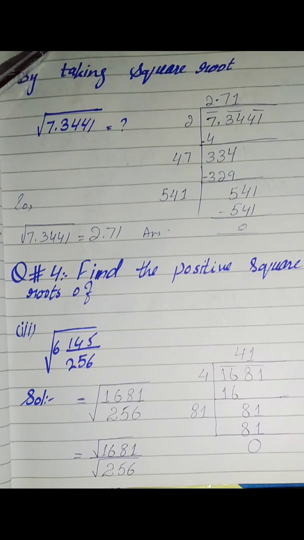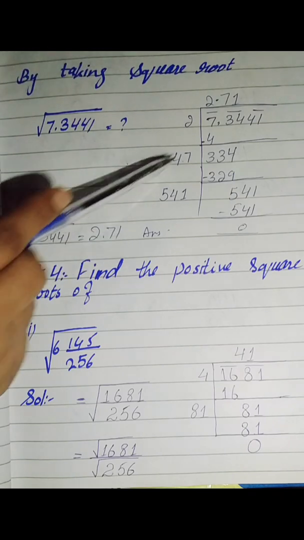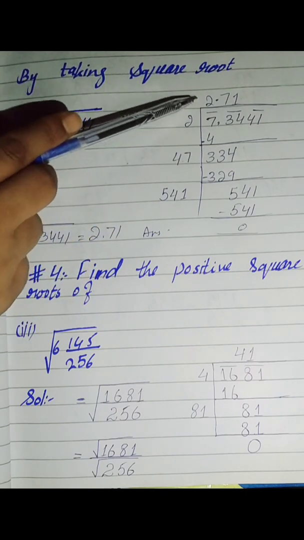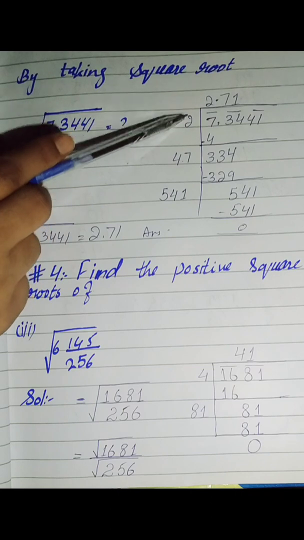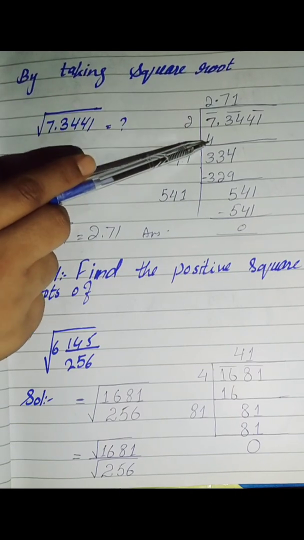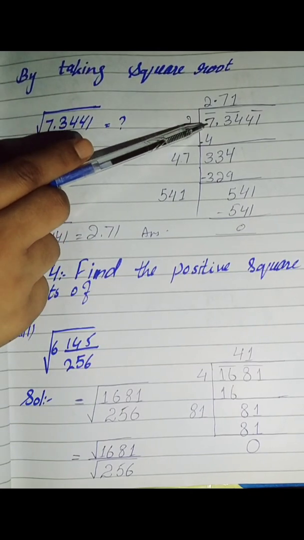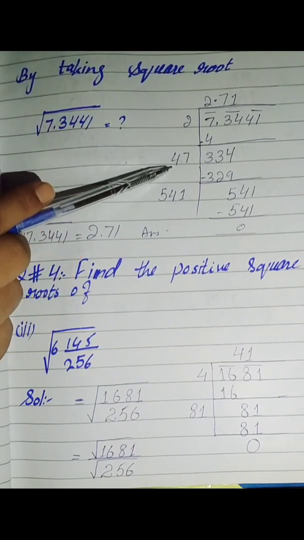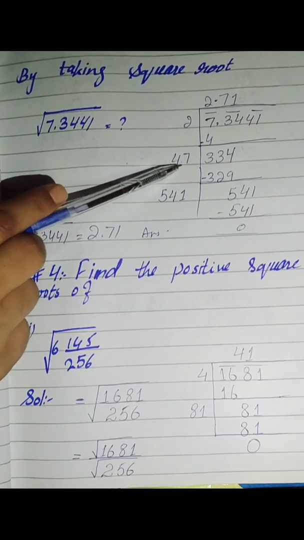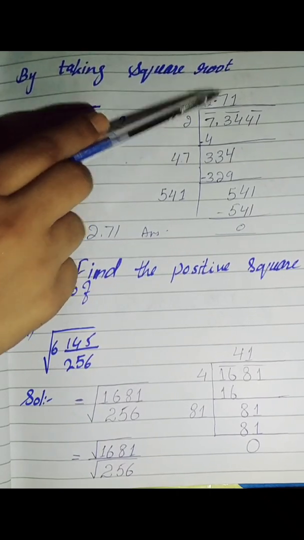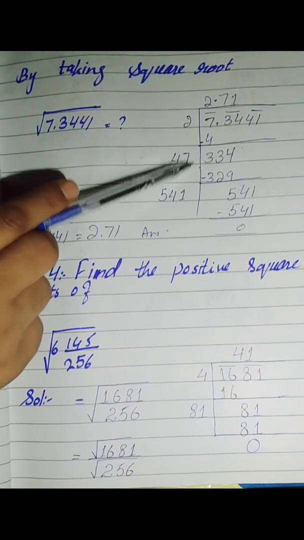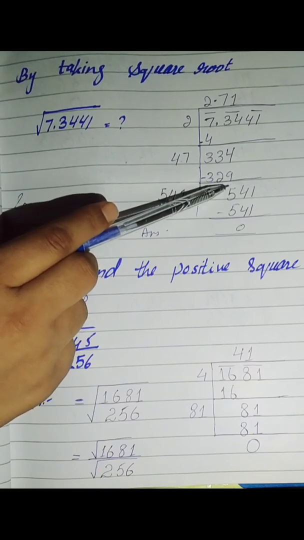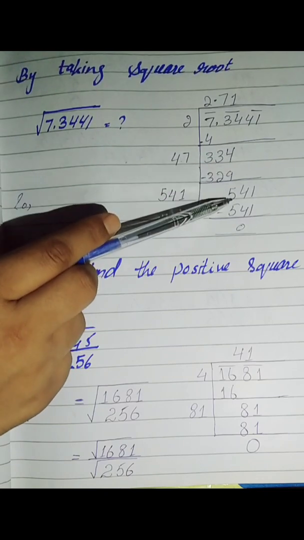The next value we have 7.3441. According to the rules, firstly we make pair, and then we take a value as well as quotient and divisor, which is 2. 2 2s are 4. Subtract 4 from 7, we have 3. Now bring down the pair 34, and double the value 2 plus 2, we have 4. Now take another value as well as quotient and divisor. We get 7. 47 multiply 7, we have 329. Subtract 329 from 334, we get 5.